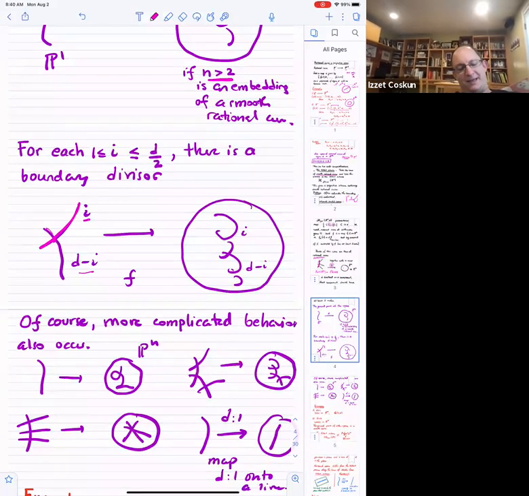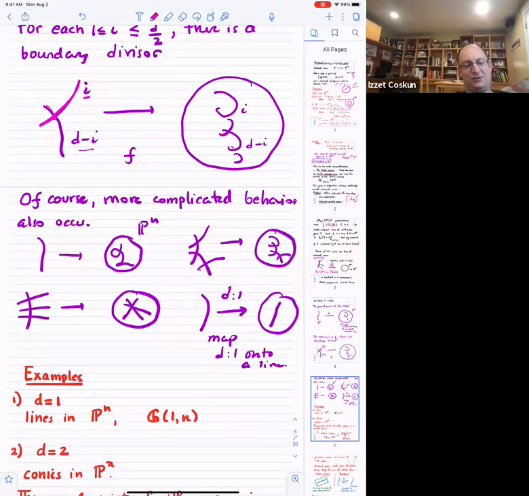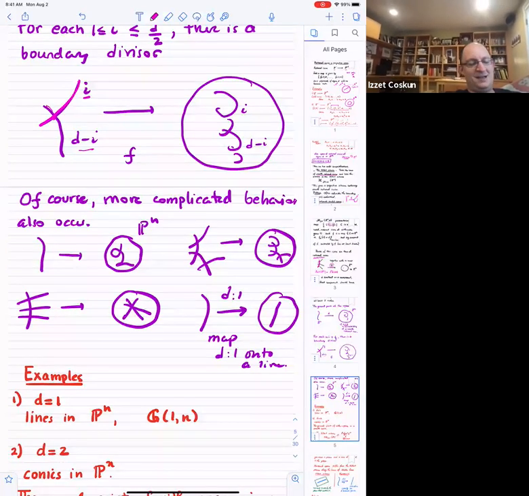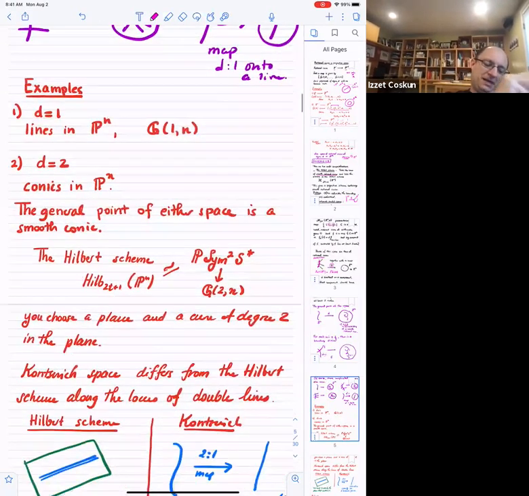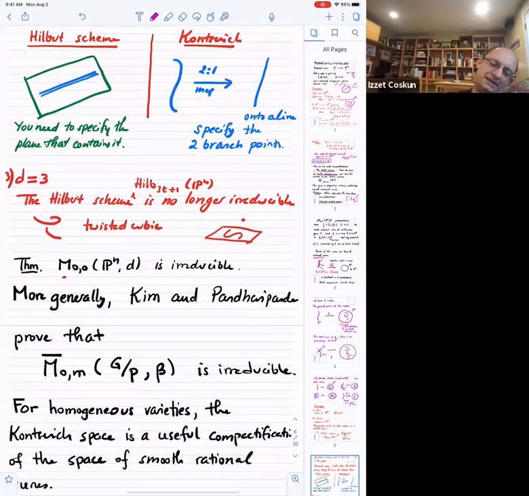I mean, of course, more complicated things can happen. So the domain can break into 3 pieces. It can break into many pieces. First of all, the image doesn't have to be smooth. We don't control the image, right? So you could have maps where the image crosses itself, or the derivative vanishes, and so on and so forth.